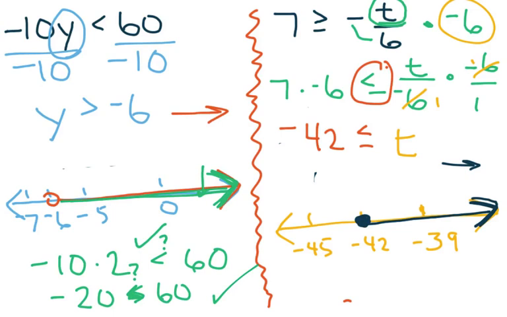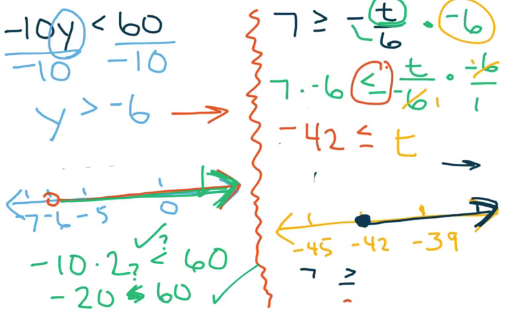Anything to the right of it is going to be a viable answer. Okay? I'm going to do my check step. I'm going to do 7 is greater than or equal to any number. Let's do something that's easily divisible by 6. Let's do -36 would be down here.